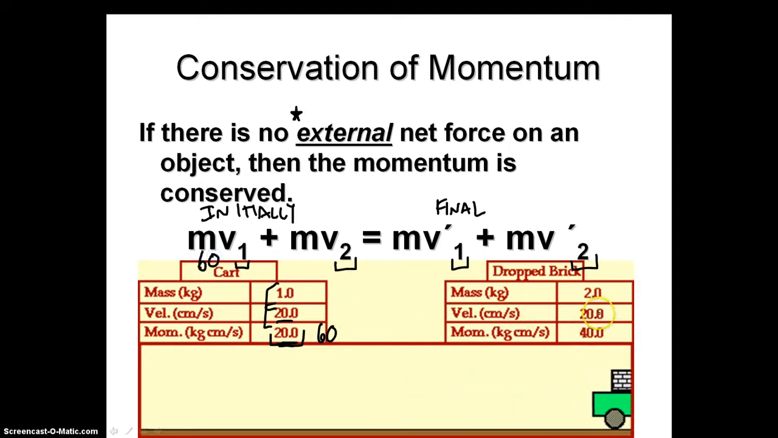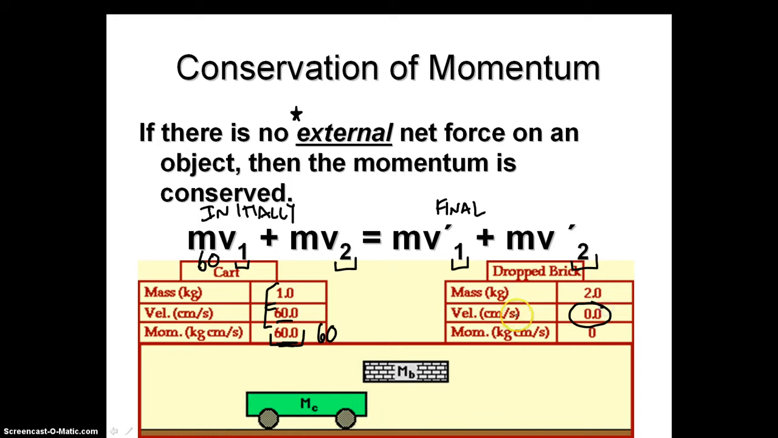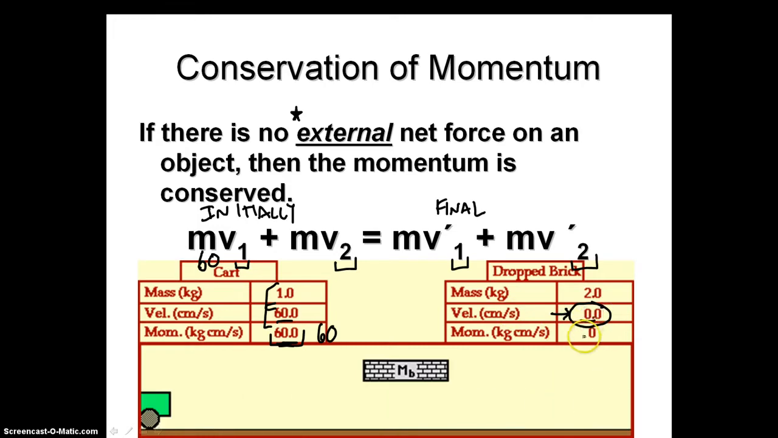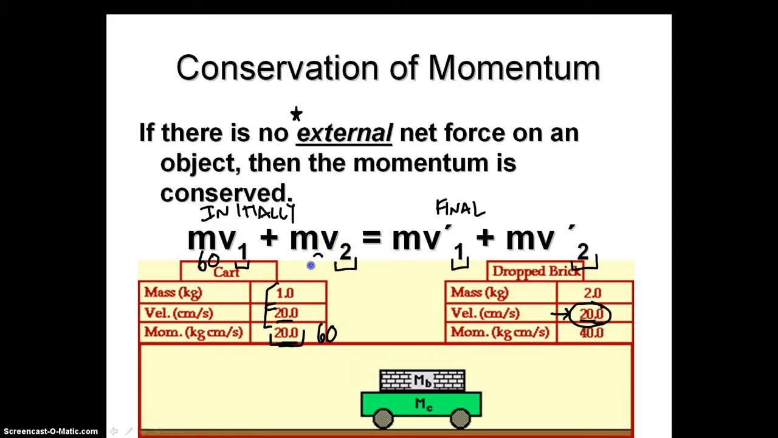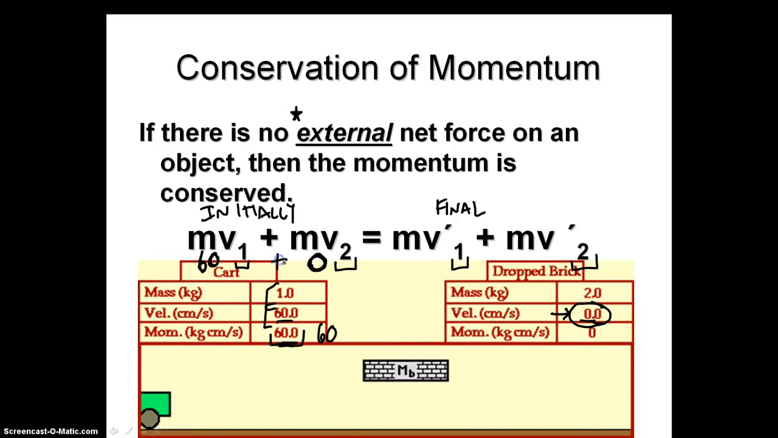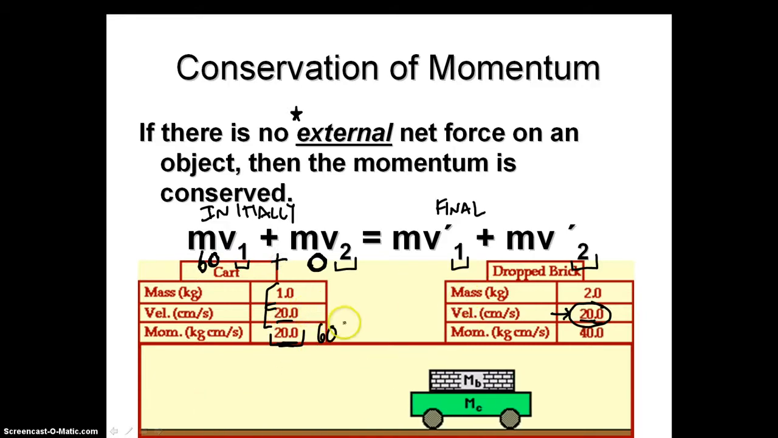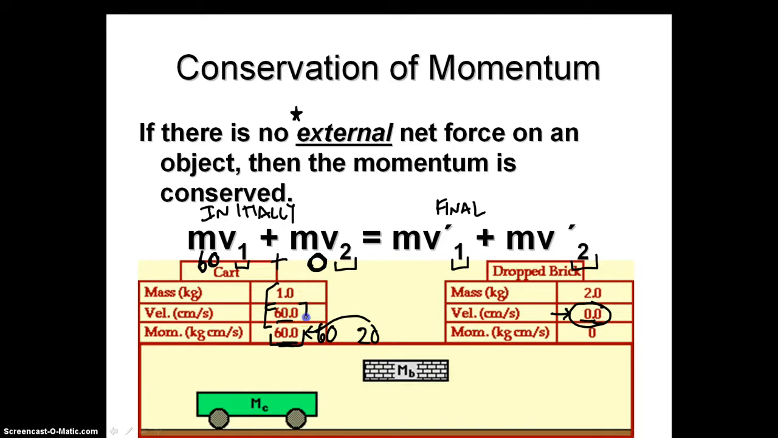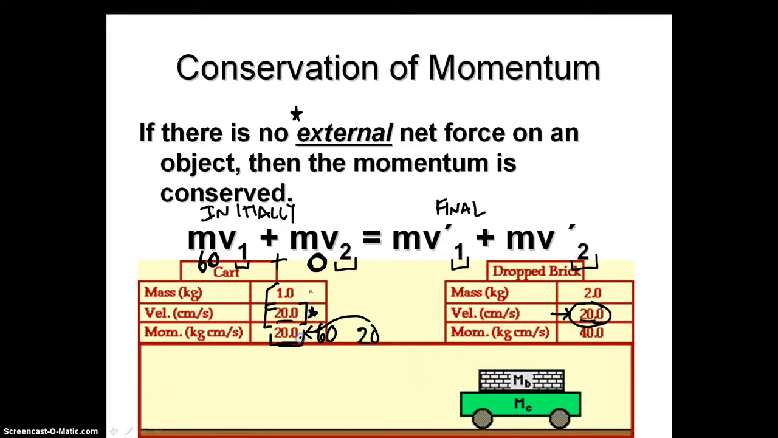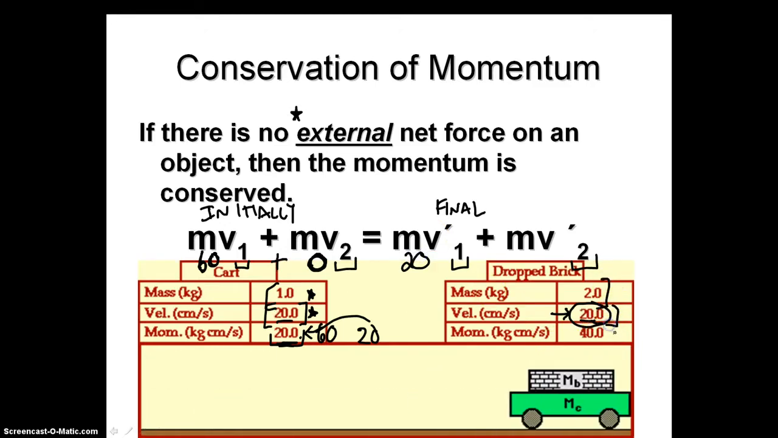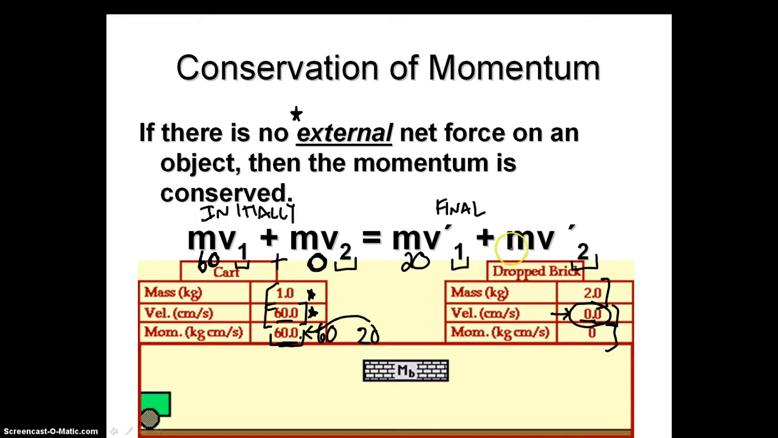The brick initially isn't moving over here. And at the end, it is moving at 20 because it's now on the cart. So its initial velocity is 0, so its initial momentum is 0. So the momentum before is 60. Let's look at after. Afterwards, this guy is going at 20 and his mass is 1, so his momentum is 20. This guy's mass is 2, velocity is 20. His momentum is 40 then.